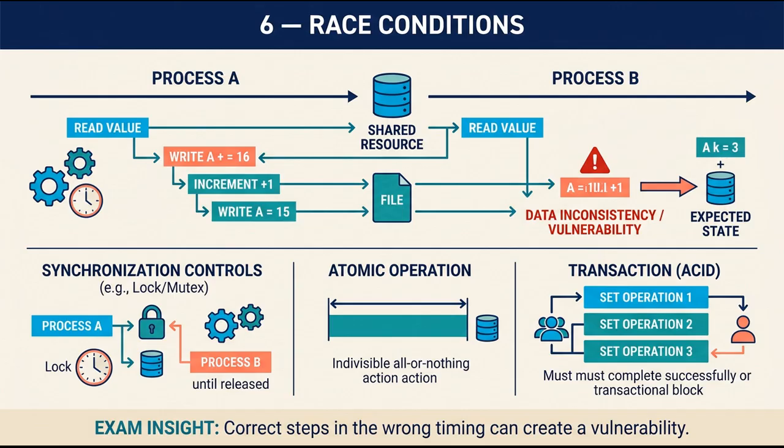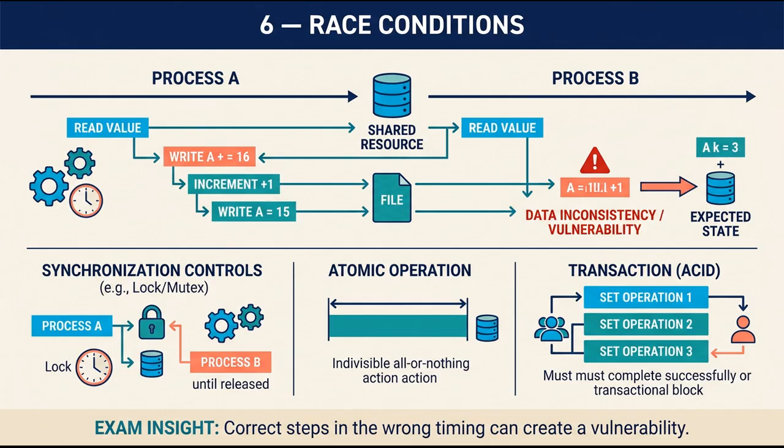A race can lead to duplicate actions, corrupted data, bypassed authorization, or privilege changes. Controls include locks, semaphores, atomic operations, transactions, and careful synchronization. The goal is to make a critical sequence behave as one protected operation. Testing must include concurrency and unusual timing, because the flaw may not appear during normal single-user tests.